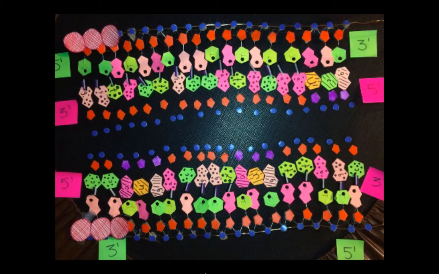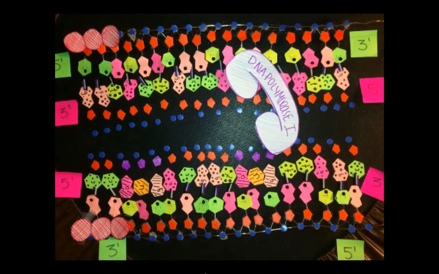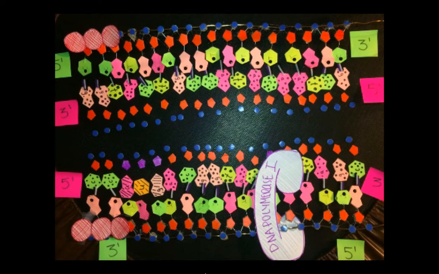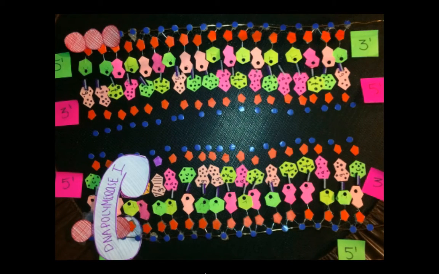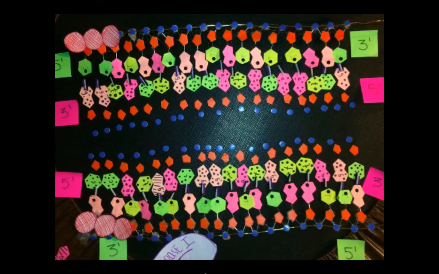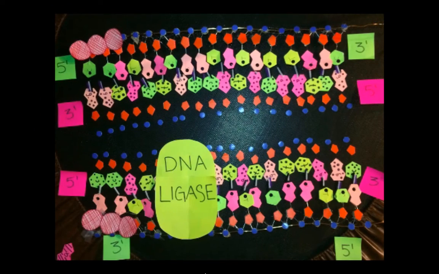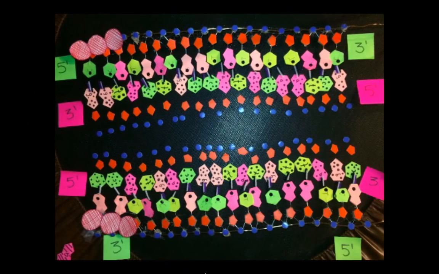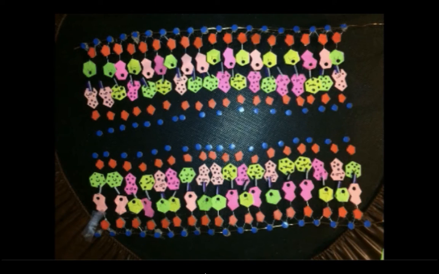Then DNA polymerase I enters. It attaches to the RNA primers and replaces them with DNA. It does this for both the lagging and the leading strand. DNA ligase swings into the process and begins bonding together all of the Okazaki fragments on the lagging strand, completing that strand of DNA.